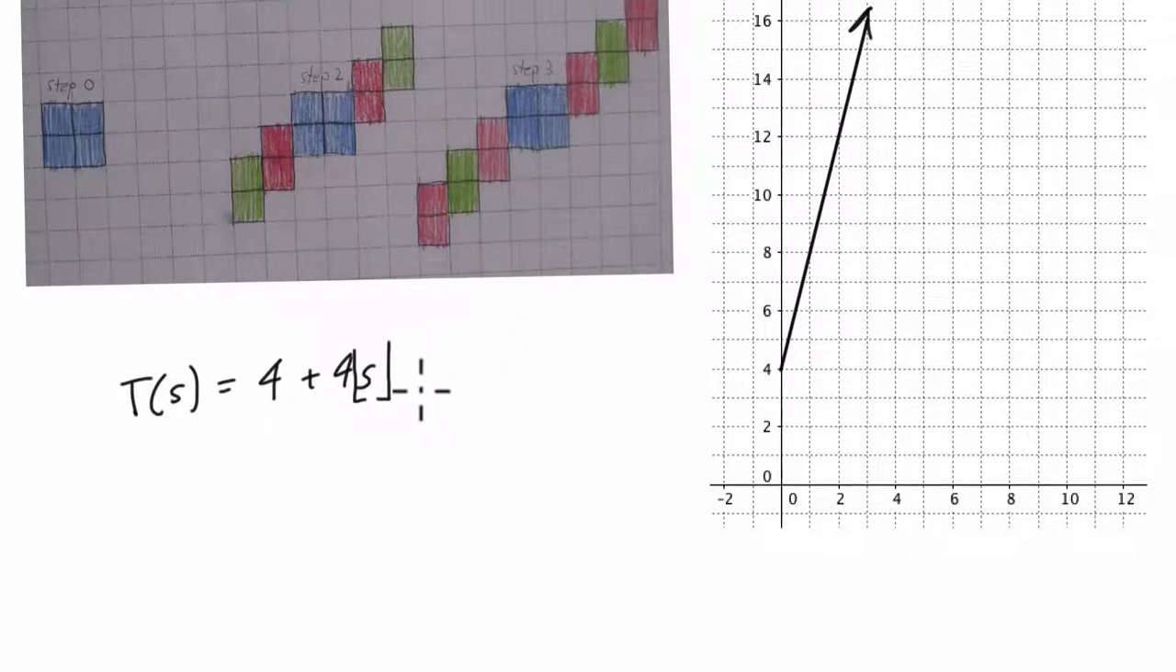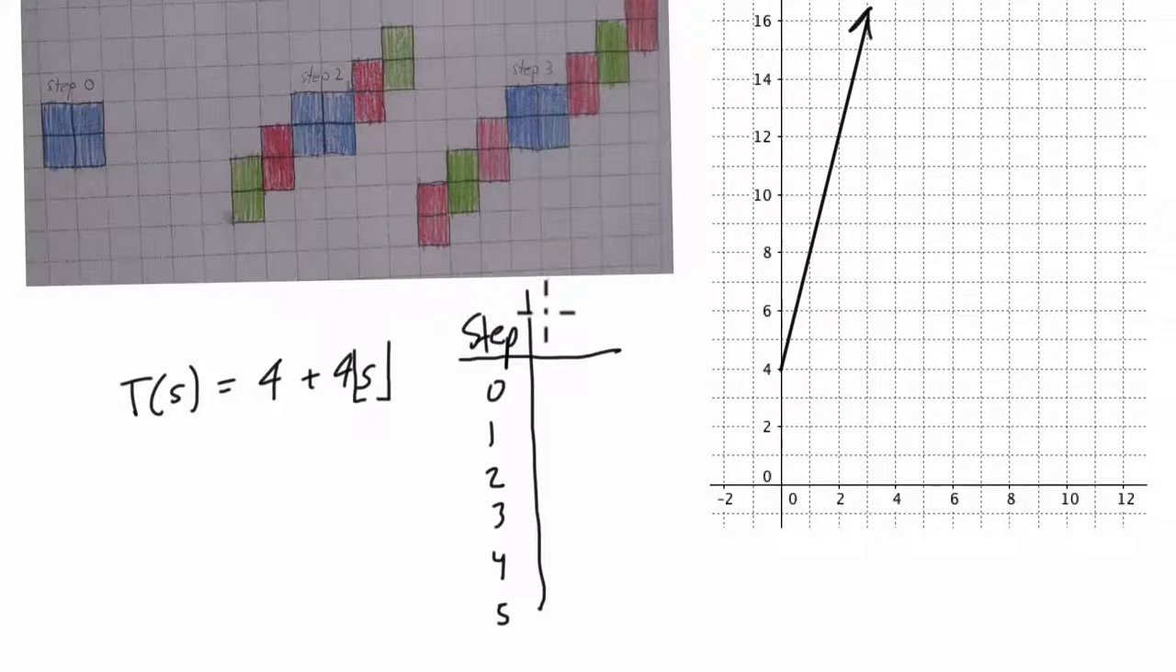Let's just try the floor brackets and see if this gives us what we need. Sometimes we can leave everything else the same in our function, but just change the way we round our variable. So here's what I mean. If we look at the little table for steps, we have 0, 1, 2, 3, 4, 5. And then we look at the total pixels. The total pixels should go 4, and then it should go to 8, and then 12, 16, 20, and 24. That is what our equation gives us so far.